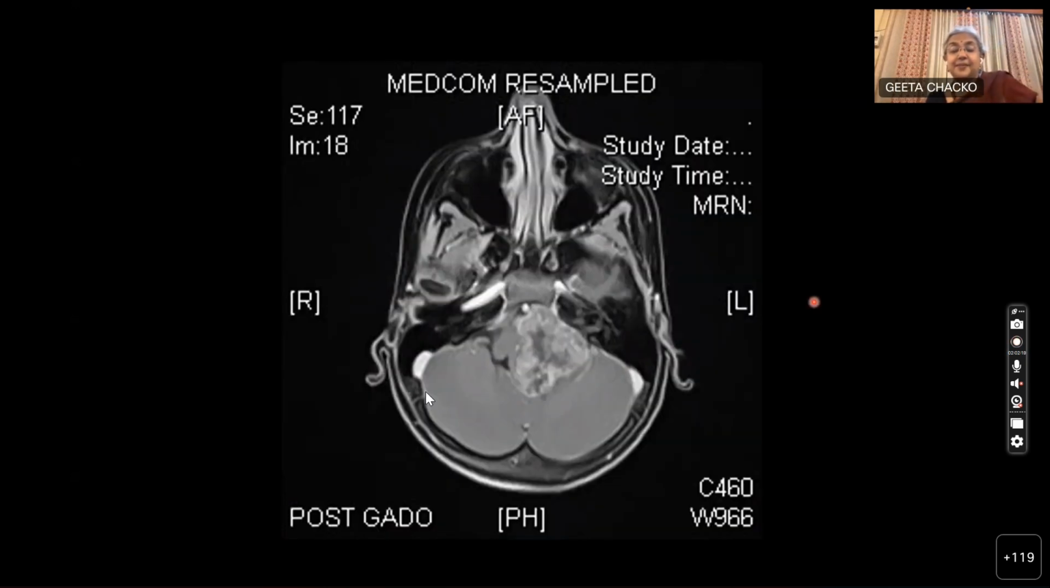So this is an axial post-contrast T1 image. And in this one, it looks in a similar location. It's basically a CP angle cistern lesion, which is present on the left side. And in this post-contrast image, we can only comment that it's a heterogeneously enhancing lesion. The peripheral portion of the lesion is showing some enhancement, and the central portion is showing necrosis. Do we have only one image, ma'am, for this? Yeah, I've only one. Okay, fine.